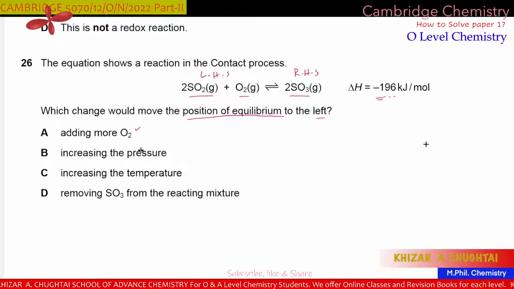Number 1, adding more oxygen. If you are adding more oxygen, then equilibrium will shift to where there is no oxygen, on the right hand side. So the first one is incorrect.